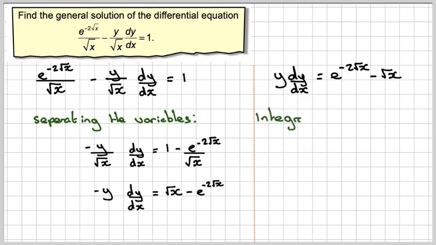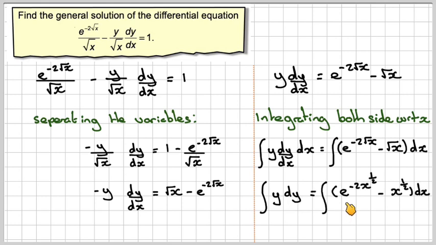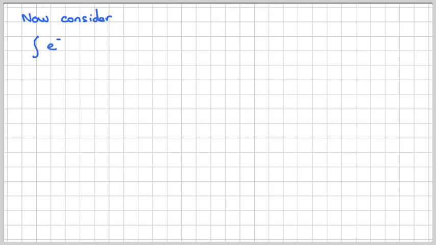Now integrating both sides, and you are actually integrating both sides with respect to x. So if we integrate y dy by dx, it is equal to the integral of e to the 2 root x minus root x, don't forget to put it in brackets, dx. Then that becomes the integral y dy is equal to the integral of e to the minus 2 x to the half minus x to the half dx. Now what we're going to concentrate on is this bit here, because this is quite a difficult integral. So now just going to consider this integral, and we'll put it back into the equation.